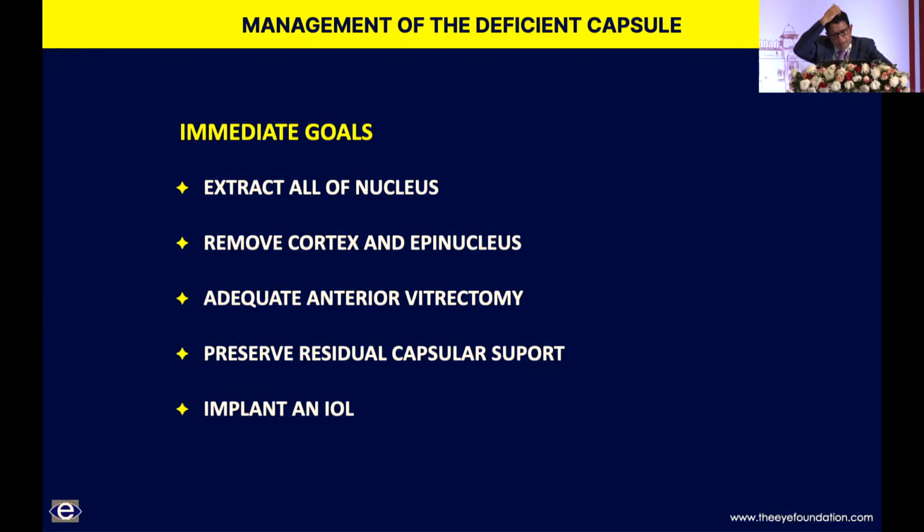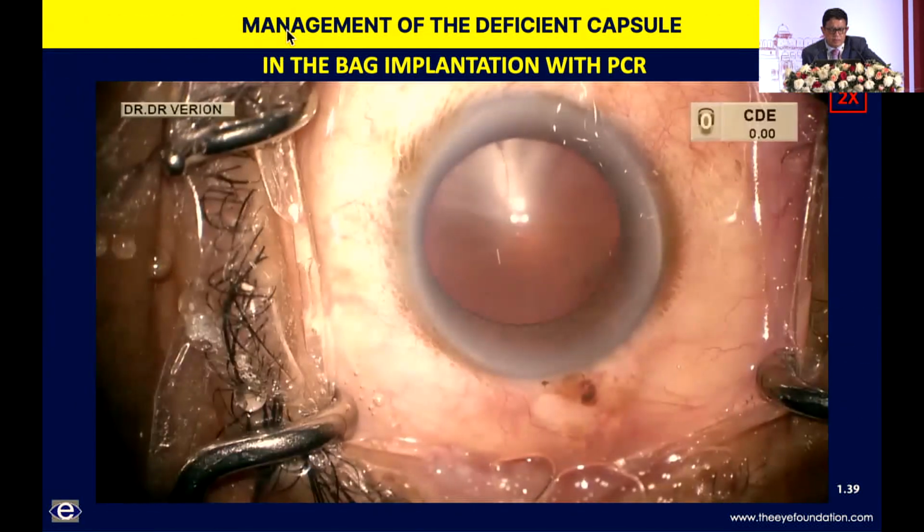The topic I'm going to be covering is management of the deficient capsule. I think the immediate goals when you have this complication is to extract all of the nucleus, remove the cortex and epinucleus, reducing the amount of dropped lens matter to the extent possible, do an adequate anterior vitrectomy, preserve residual capsular support as much as possible, and just in case you feel you can get away with it, in the first step itself, implant an IOL. So I'll be just showing a series of videos just to emphasize these points.